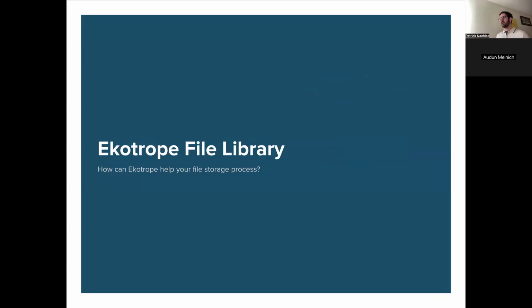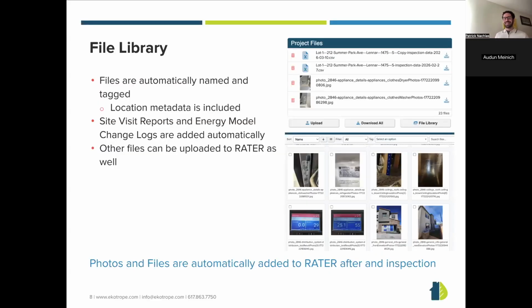So the Ekotrope file library is in Ekotrope Rater. It's not actually part of OnSite. So when you're going through OnSite, you're taking photos. You're saying, okay, here's my mechanical equipment. I'm going to take a mechanical equipment photo. Here's my blower door photo. I'm going to take my blower door photo here.